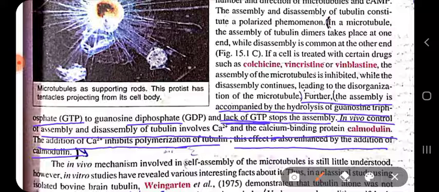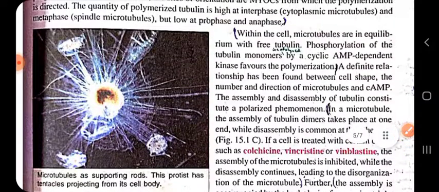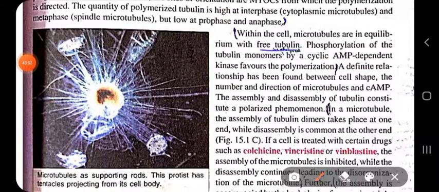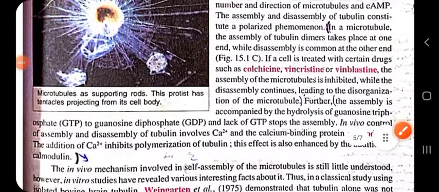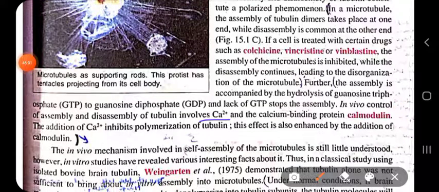Third, I have said about the kinase enzyme which causes phosphorylation of the tubulin monomers to form tubulin dimers. So a cyclic AMP dependent kinase helps in phosphorylation of the tubulin. Fourth, calcium and calcium binding protein calmodulin also help in the assembly of the tubulin monomers.